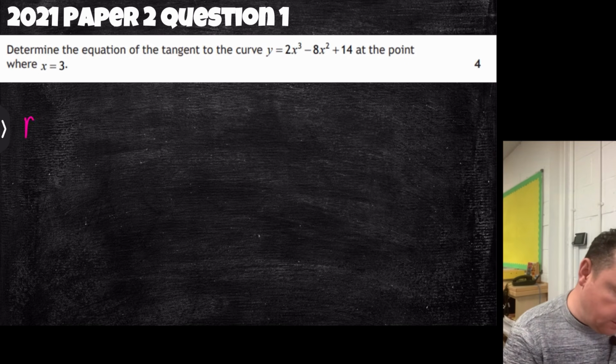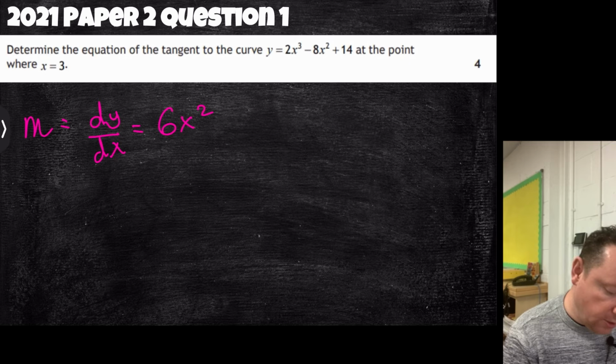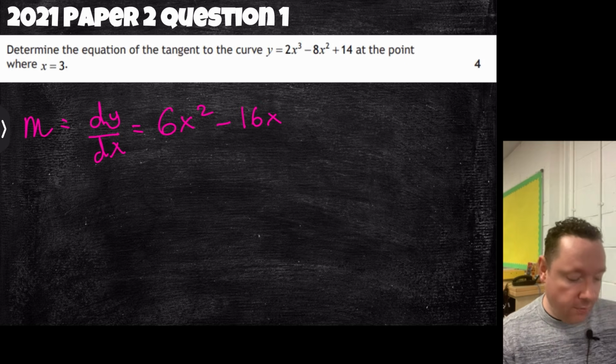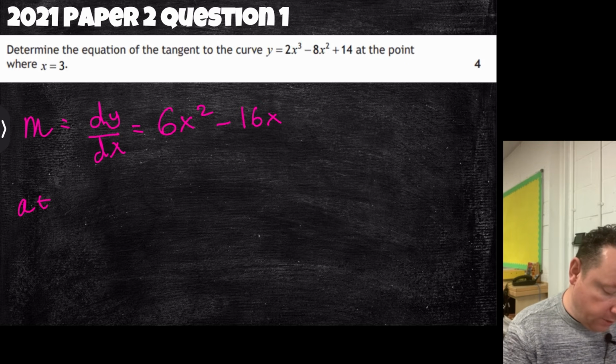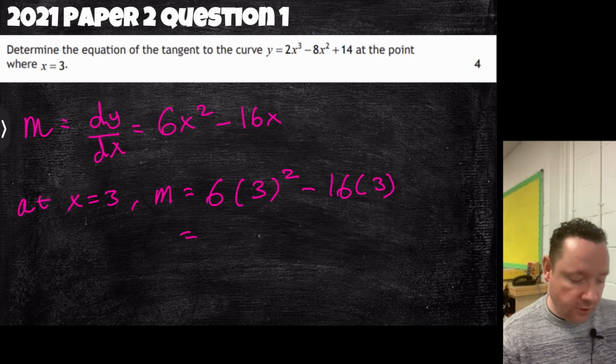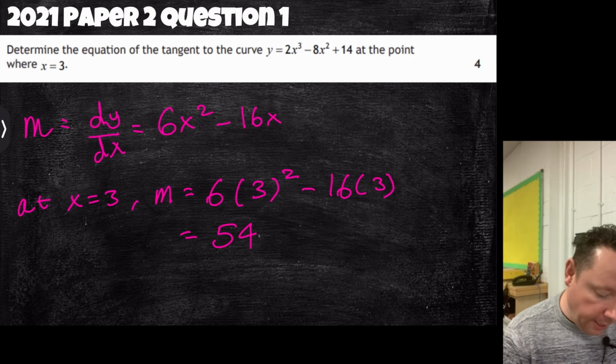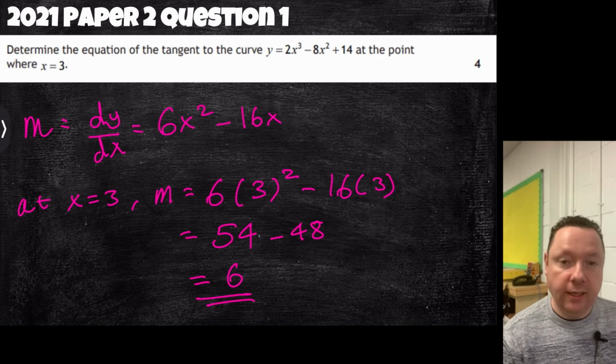So our gradient is simply dy by dx. Well, that is 3 2s are 6x squared, 2 8s are 16, so 16x. And that's at the point x equals 3, so at x equal to 3, our gradient is equal to 6 times 3 squared minus 16 times 3. Use a calculator anytime you want. 3 3s are 9 times 6 is 54. 3 times 16 is 48. 54 minus 48 is 6. So we know our gradient is 6.